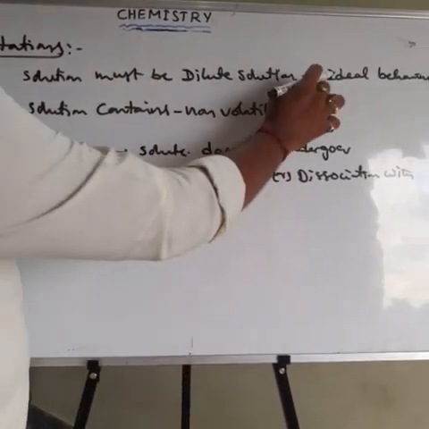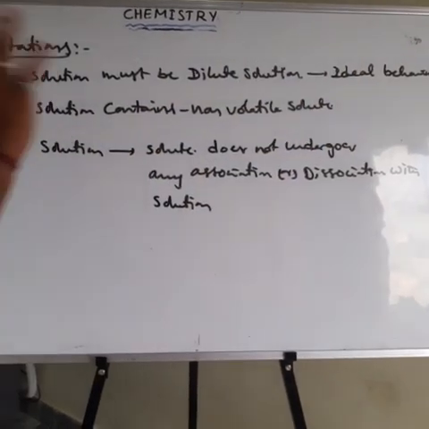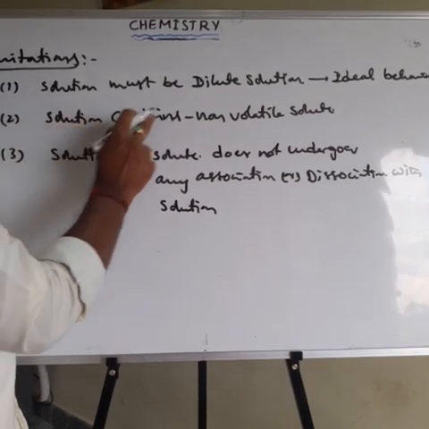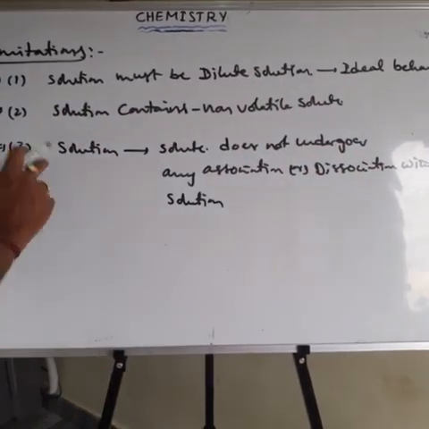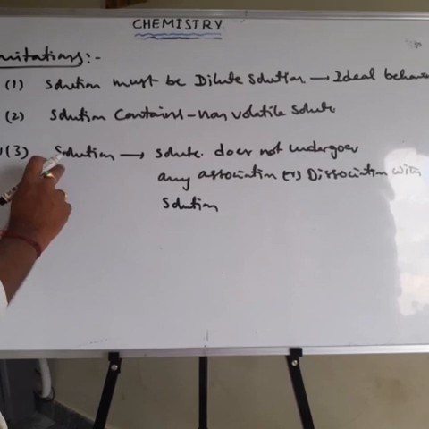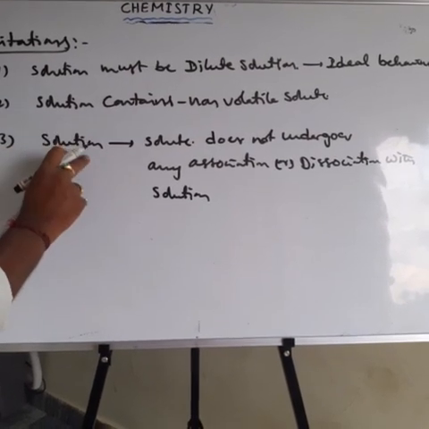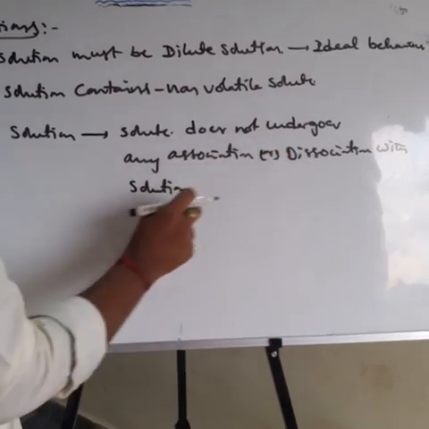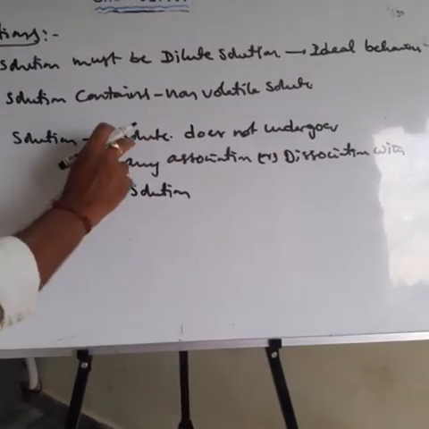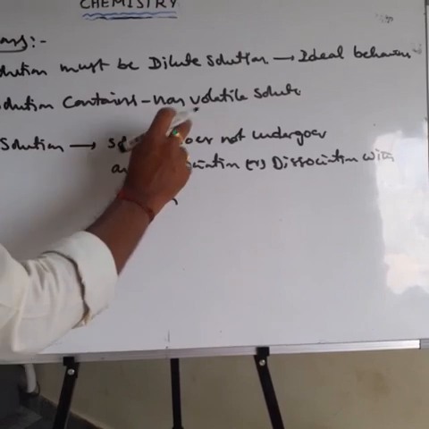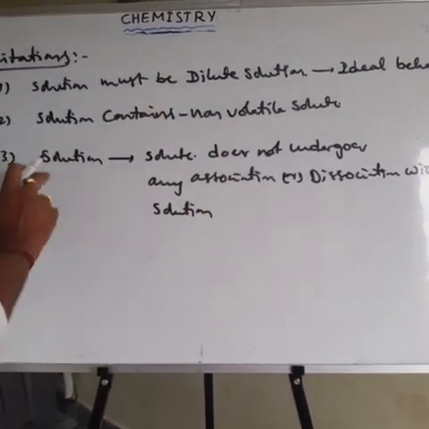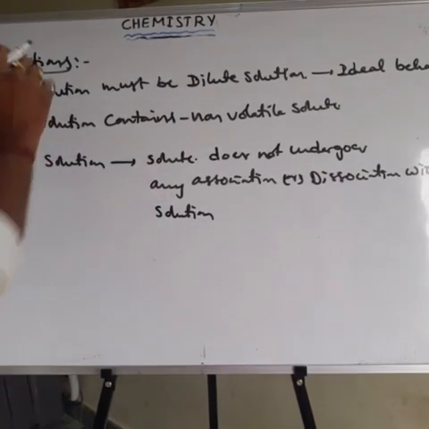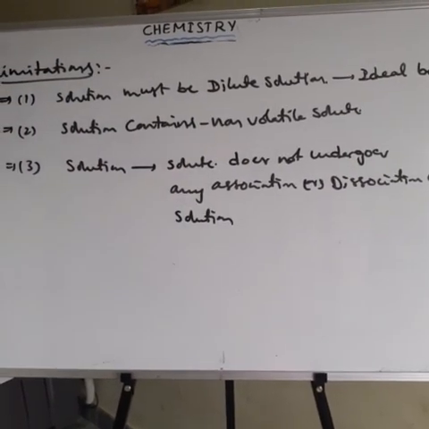Solutions approximately have ideal behavior, then only Raoult's law is applicable. The next one: Raoult's law is applicable when the solution contains a non-volatile solute. Then the third point: Raoult's law is applicable when the solute does not undergo any association or dissociation in solution. If the solute undergoes association or dissociation, Raoult's law is not applicable. So these are the three important limitations.